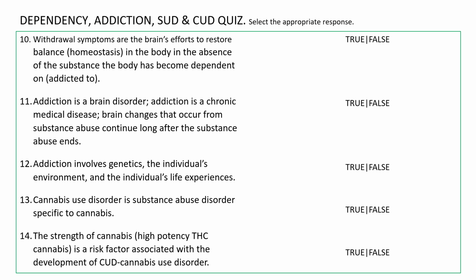Number 12. Addiction involves genetics, the individual's environment, and the individual's life experiences. True or false? True. Number 13. Cannabis use disorder is substance abuse disorder specific to cannabis. True or false? True. Number 14. The strength of cannabis, high potency THC cannabis, is a risk factor associated with the development of cannabis use disorder. True or false? True.